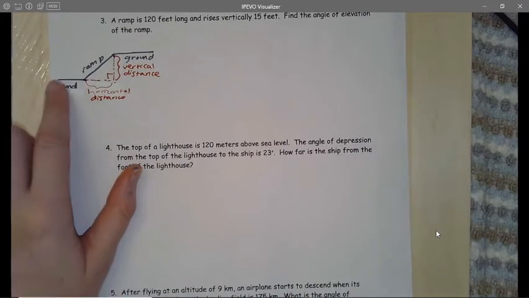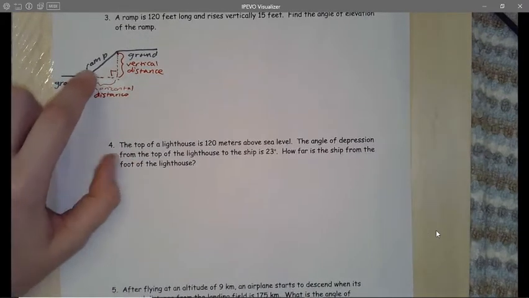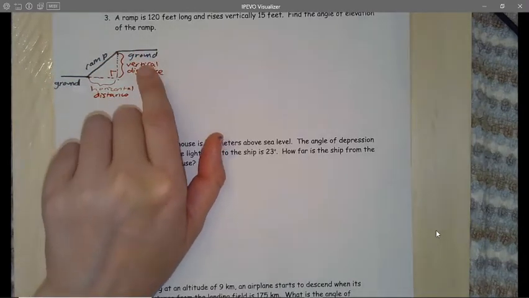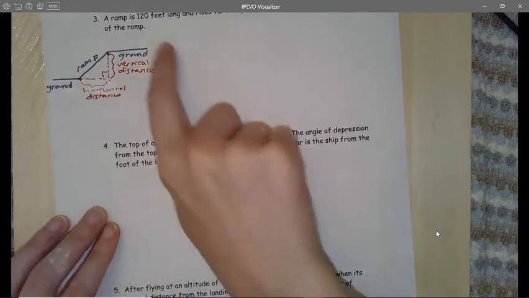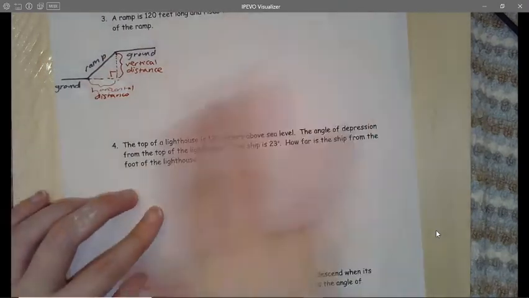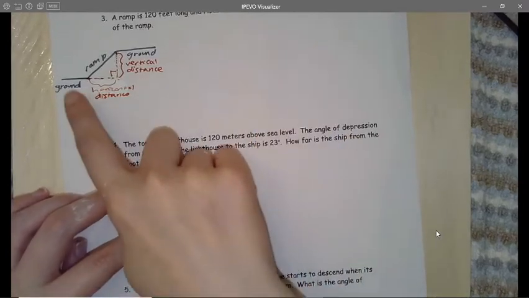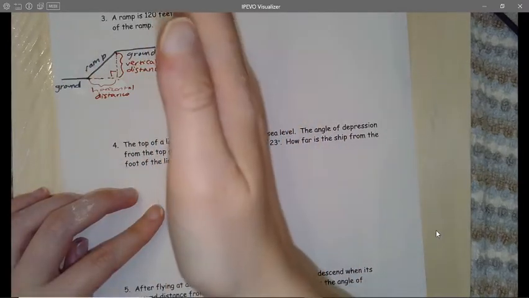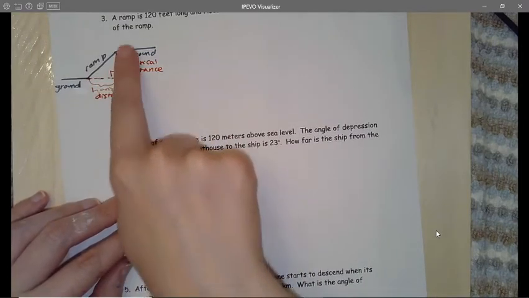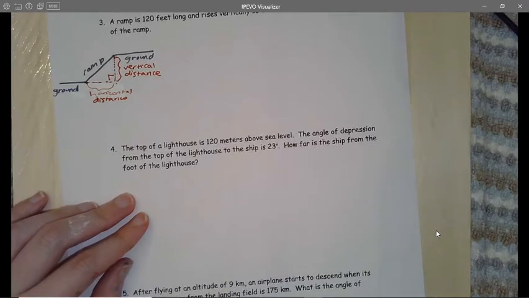So we have the ground, then we have this ramp that heads up, and then we have the top of the ramp, which is now the new ground. I tried to demonstrate that the best I can. These dashed lines are what is going on behind the scenes. A ramp will always rise a certain amount and go horizontally a certain amount. So the horizontal distance of the ramp can be represented right here. The vertical distance of the ramp can be represented right here.